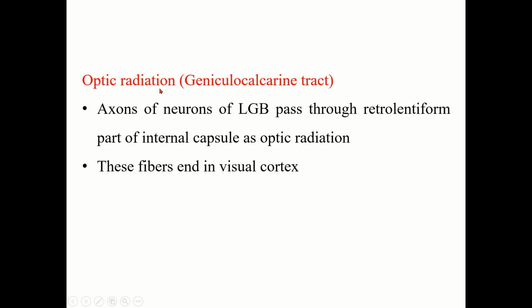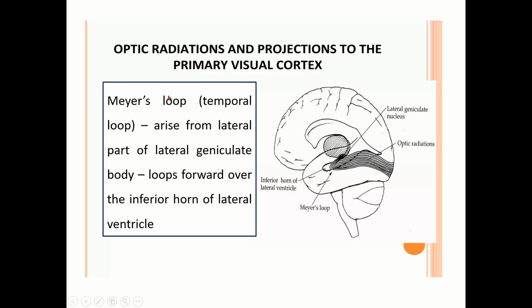So the optic radiation, otherwise called the geniculocalcarine tract. Axons of neurons of the lateral geniculate body pass through the retrolentiform part of the internal capsule as the optic radiation. These fibers end in the visual cortex. A part of the optic radiation forms Meyer's loop, otherwise called the temporal loop, which arises from the lateral part of the lateral geniculate body and loops forward over the inferior horn of the lateral ventricle.